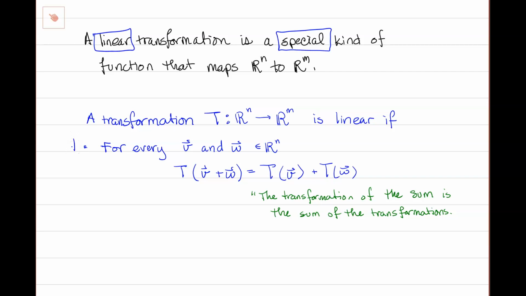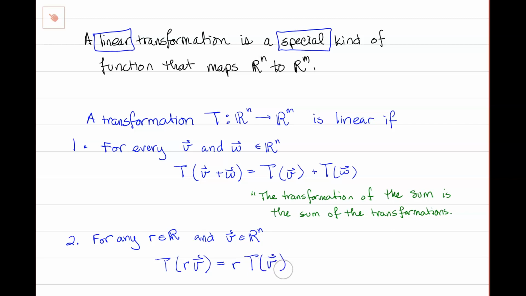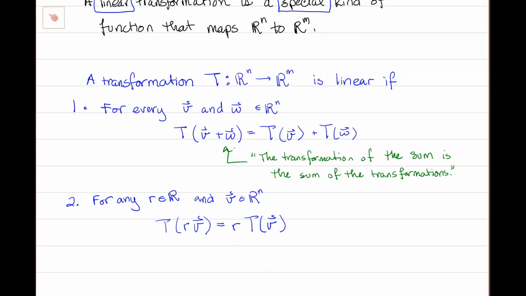So that's number one. And number two says that the following has to be true about any scalar r and any vector v. So this condition says that if we take the transformation of a scalar times a vector in our domain space, then we'll get the same thing as if we just took the transformation of the vector and then multiplied it by that same scalar over in the codomain space. So now we see that a transformation is linear exactly when these two conditions are satisfied.